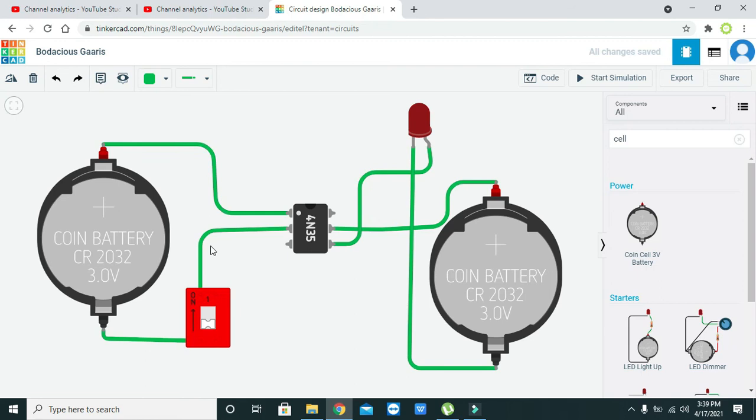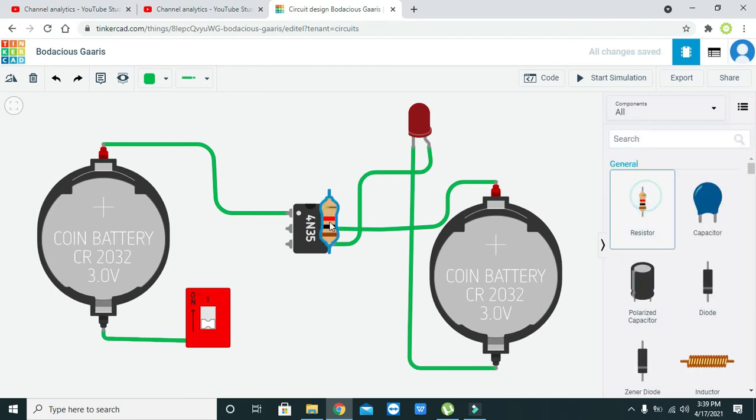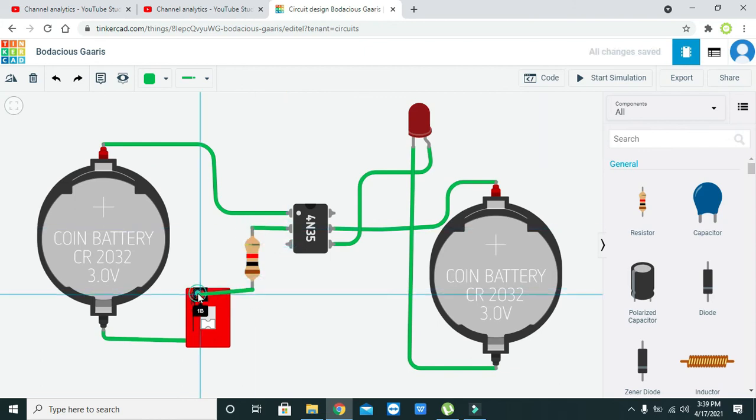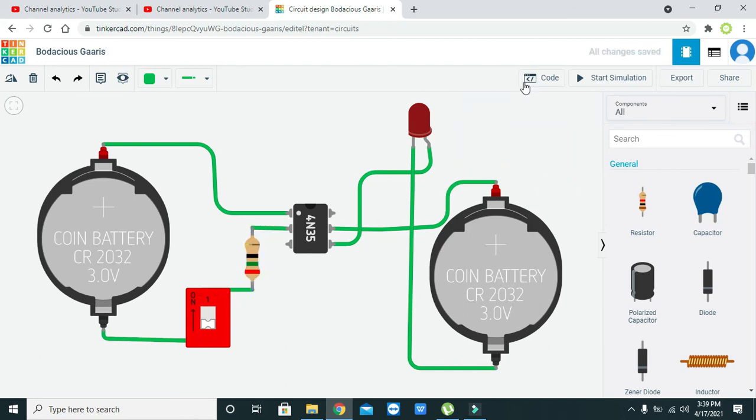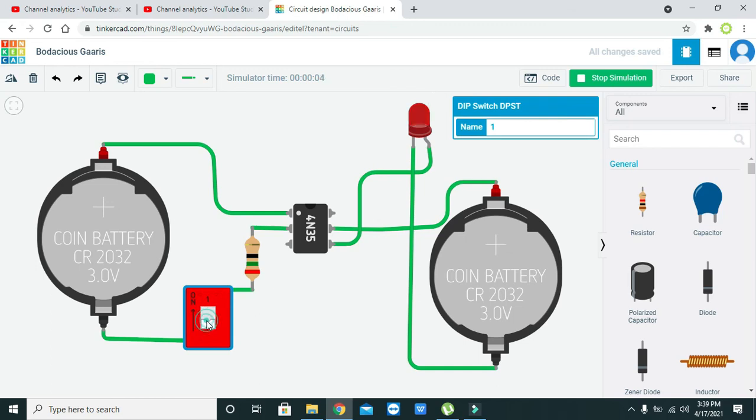Now we will run it, but before running it, we have to connect one resistor, that is a current limiting resistor, between the cathode and the switch, because our optocoupler cannot tolerate 3 volts. So we will apply a 25 ohm resistor here. Now we are going to run it. When we press our switch, our LED is on.